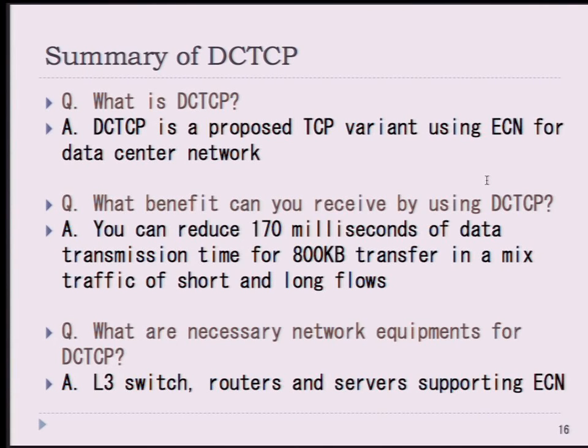So we're going to quickly review what DCTCP is. DCTCP is a TCP variant using ECN for data center networks. And the benefits we can receive are shown in our experiment. You can reduce the data transmission time by 170 milliseconds for an 800 kilobyte transfer in the mixed traffic of long flows and short flows. And in order to use DCTCP, you need switches, layer 3 switches, routers and servers that support ECN.